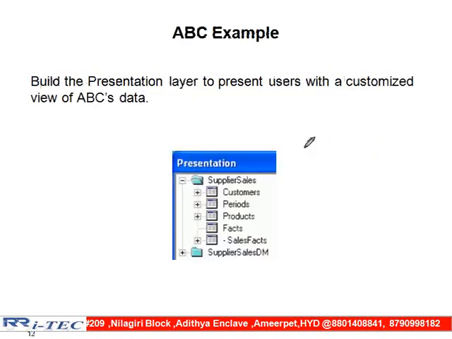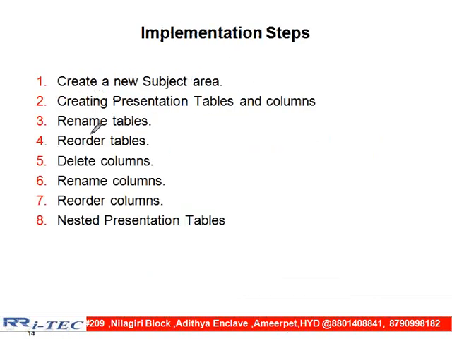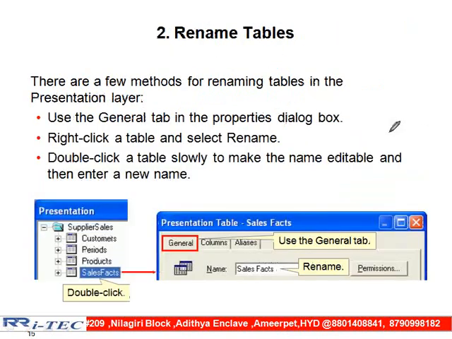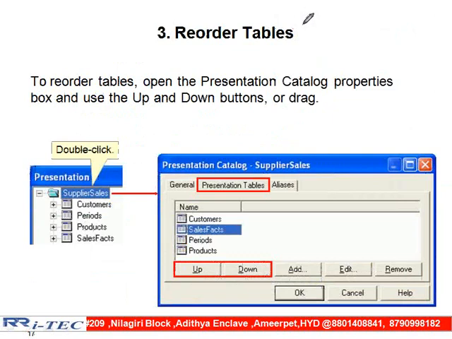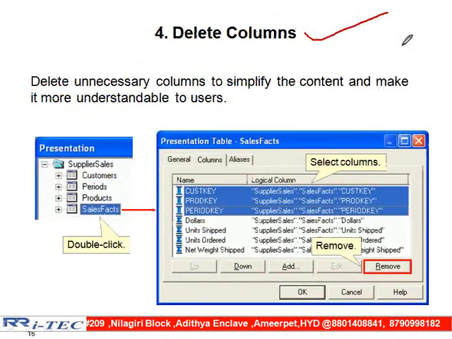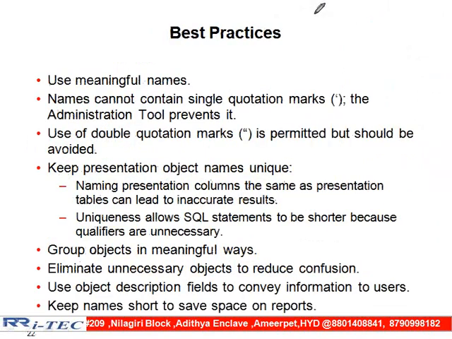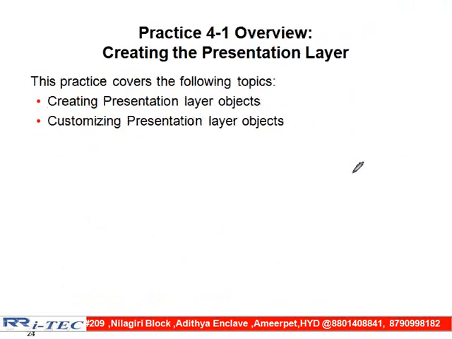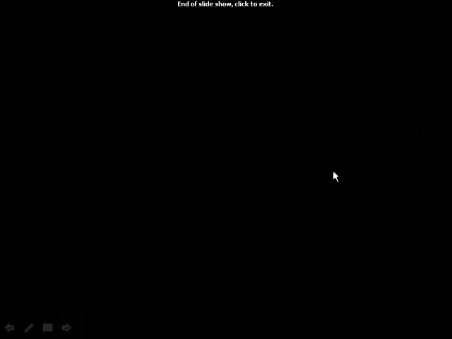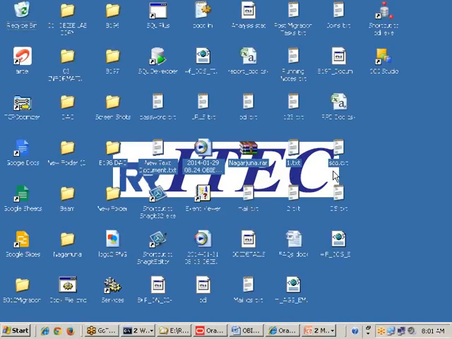Now the ABC example: we know how to create a new subject area, rename the tables, reorder the tables, delete the columns, rename the columns, and reorder the columns. Considerations and best practices, just walk through them and you will come to understand. This was our total presentation layer. Any questions in the presentation layer, sir? Very simple, or not? Very simple.